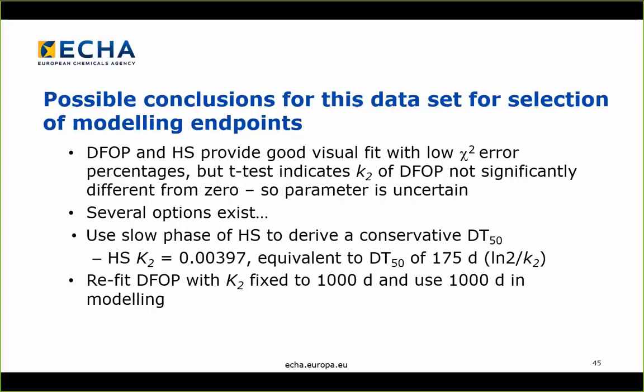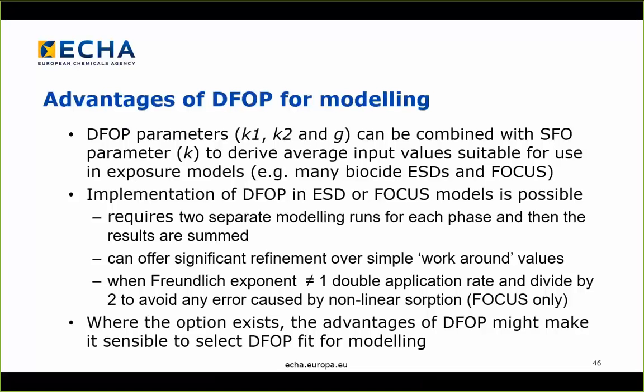But there are some advantages of DFOP kinetics for exposure modelling. Those DFOP parameters like K1, K2, and G can be combined with single first order rate constants to derive average input values that can be suitable for use in exposure models. So for many of our Biocides ESDs and the FOCUS models, you can derive average values that you can use. And although I've said numerous times that our exposure models are limited to single first order kinetics, it is actually possible to implement DFOP fits in our emission scenario document calculations or the FOCUS model.